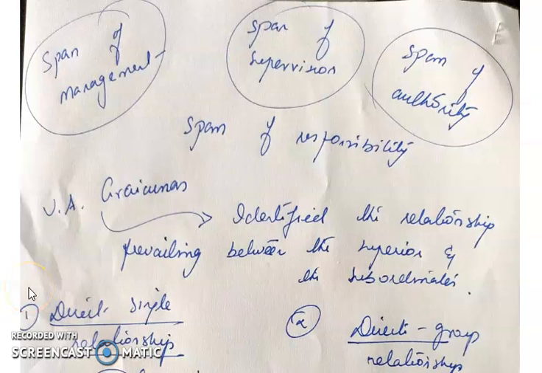We are moving on to the next topic, the span of management. Span of control or span of management, it has got different names. You can also call it a span of supervision or a span of authority. Right? So what does span of control mean? It is the number of people managed effectively by a single superior in an organization.